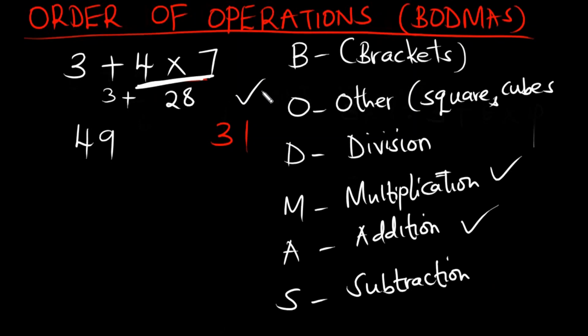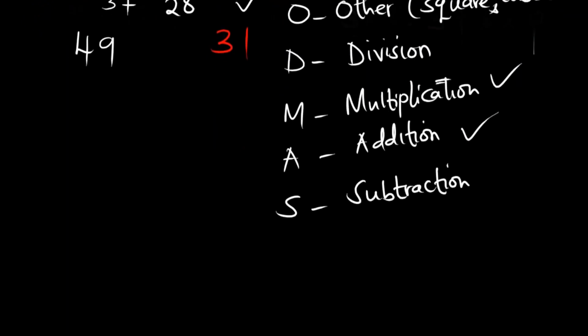So I would like us to do some more examples. Let's do some more examples. So let's have this example. Let's have 5 times 3, then plus 6 divided by 2. So 5 times 3 plus 6 divided by 2. So when you look at this problem, there are 3 different operations. There's multiplication, there's addition, and there's division.